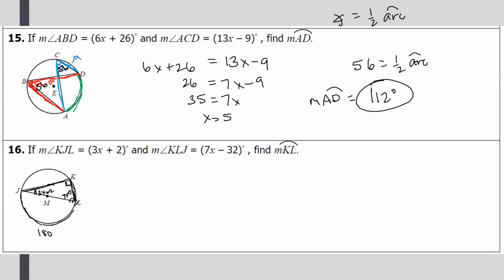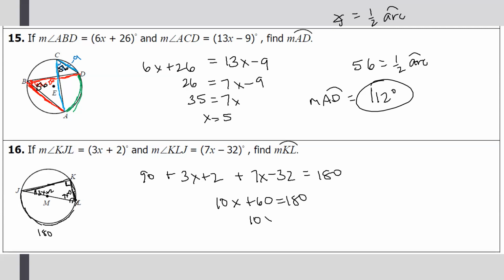Well, let's go back to the very first shape we recognized, that triangle. Remember what the three angles in a triangle add up to? Yeah, they add up to 180. So I can say 90 plus 3x plus 2 plus 7x minus 32. They have to add up to 180 because those are the three angles in the triangle. So we can solve for x. We get 10x plus 60 equals 180. When you combine like terms, subtract 60 from both sides and divide by 10. All right, so x equals 12.